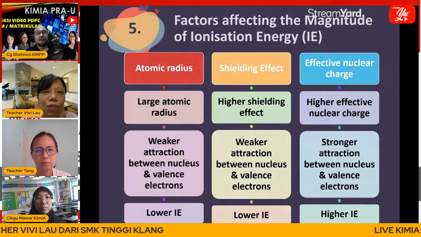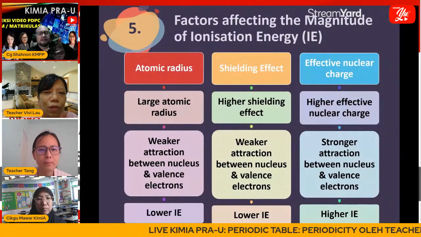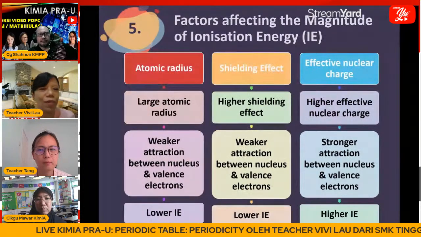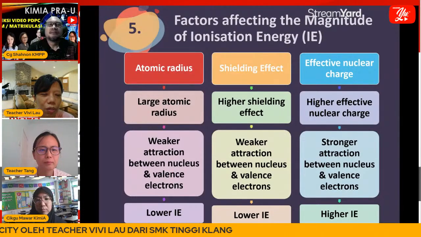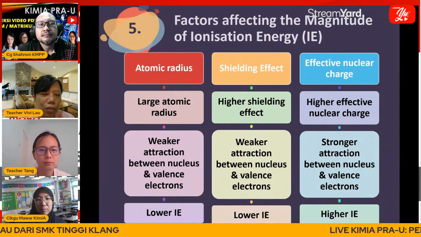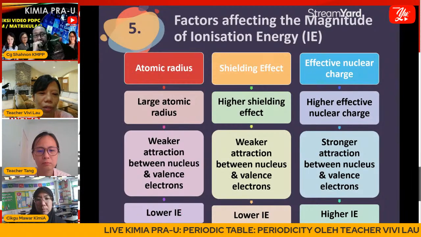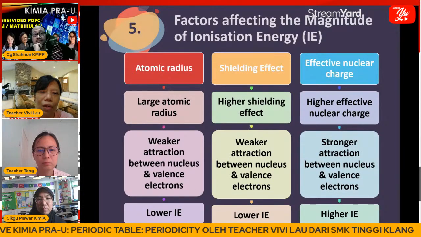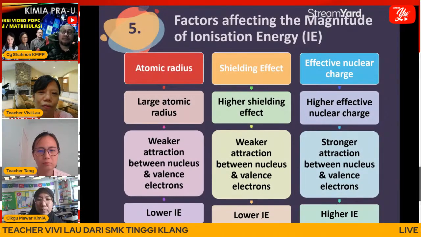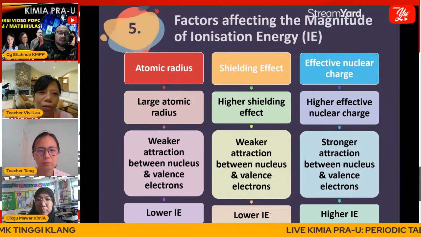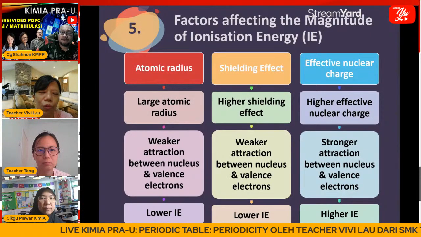So factors affecting the magnitude of ionization energy: atomic size, shielding effect, so overall is effective nuclear charge. Larger atomic size will have weaker attraction between the nucleus and valence electron, so it will have low ionization energy. That's why going down the group, the atomic size increases, so ionization energy decreases. Then higher shielding effect will have weaker attraction between the nucleus and valence electron, so lower ionization energy. So going down the group, you have more shielding effect, more extra shell of electron.